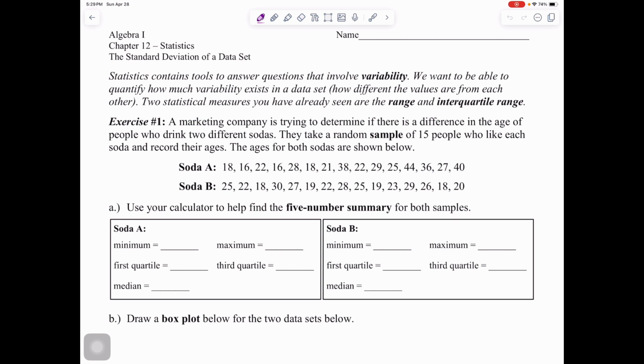from each other. Two statistical measures you've already seen are range and interquartile range. We did that last chapter, and you have talked about it in previous years. So today we're going to look at the standard deviation of a data set.